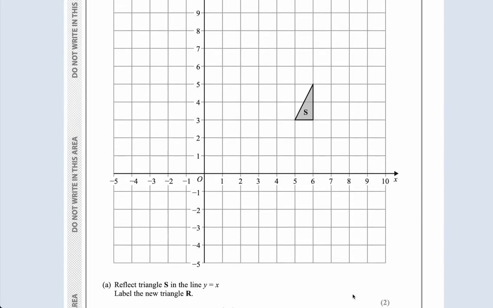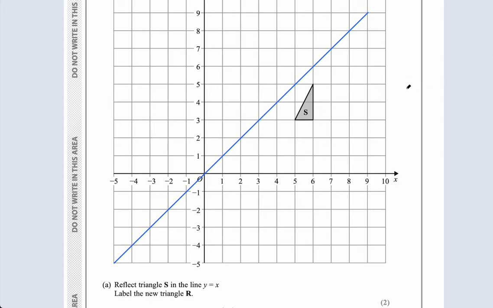Reflect triangle S in the line y equals x. Right, so the first thing I'm going to do, guys, is draw the line y equals x. Y equals x goes through 1, 1, 2, 2, 3, 3, 4, 4, 0, 0. It's a perfect diagonal line. And we're going to reflect this in this line.